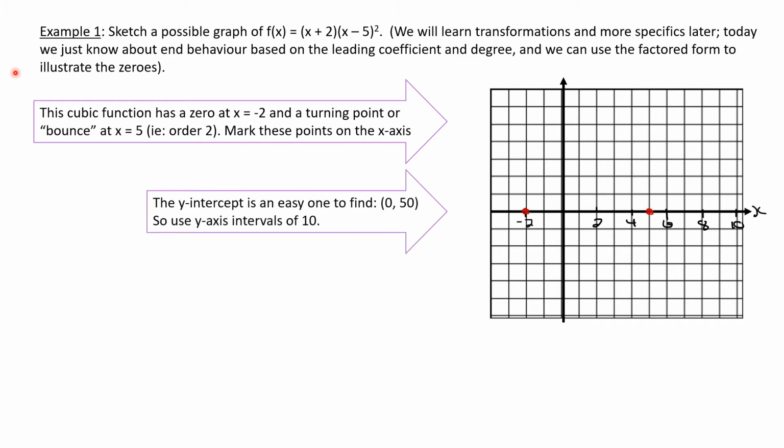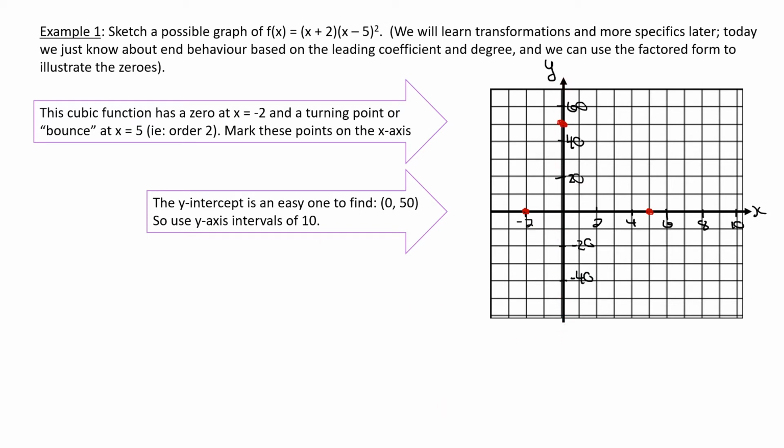The next thing is the y-intercept. It's an easy one to find. You just sub in a 0 in for x's, you get a y-intercept of 50. So that now tells me I'm going to use a y-axis scale. I'm going to count by intervals of 10.